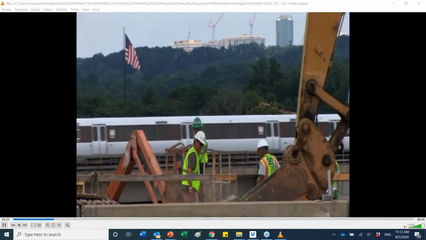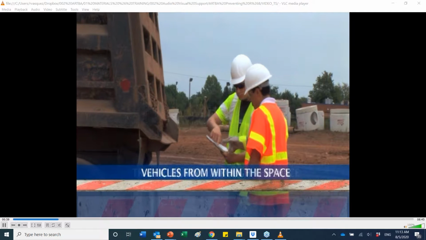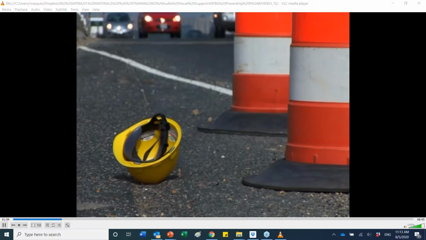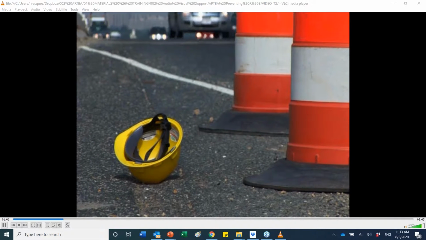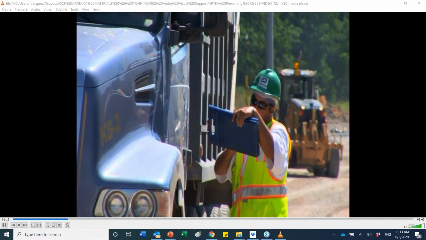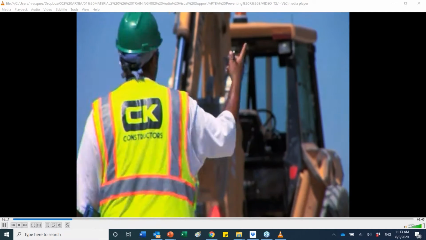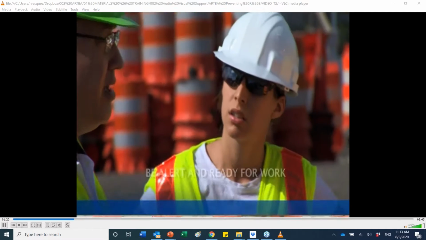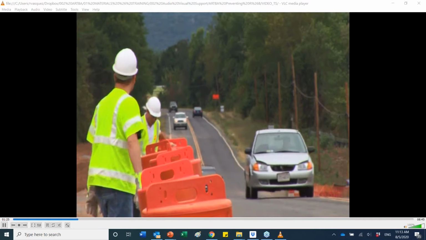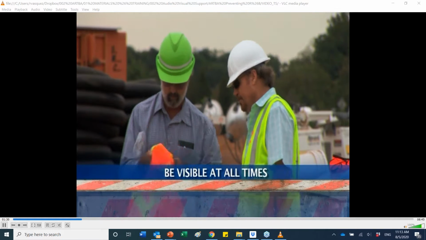Runover and backover dangers come from two sources: from traffic driving through the traffic space and from construction vehicles and equipment operating within the workspace. Every year, more than 50 roadway construction workers are killed when they are struck by motorists or construction vehicles. Over the next few minutes, we're going to talk about several practices you need to follow every day to protect yourself and your coworkers from being run over or backed over by cars, trucks, or equipment. First, always be physically and mentally ready for work and stay alert. Second, be visible with the right personal protective equipment at all times and at all places on the job.